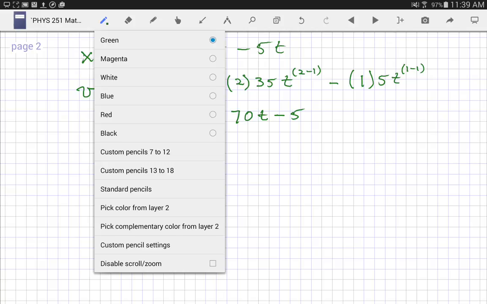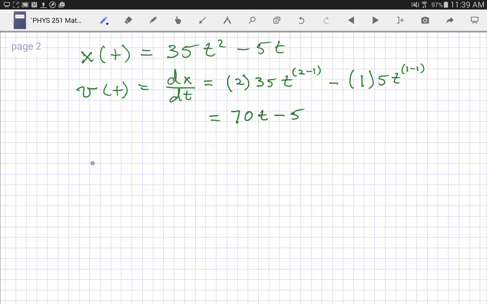Now the second equation that was on that was the definition of acceleration. Acceleration is the derivative of the speed with respect to time. So now that I found the speed, I can take the derivative of the speed and do this. So what's the derivative of 70t? 70. Minus 0, and I'm not going to write the rest.